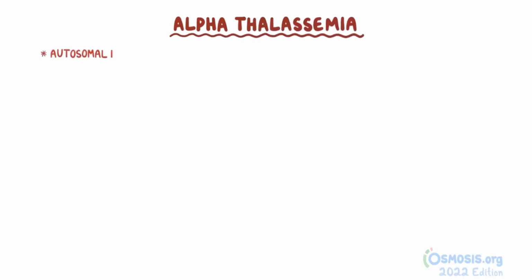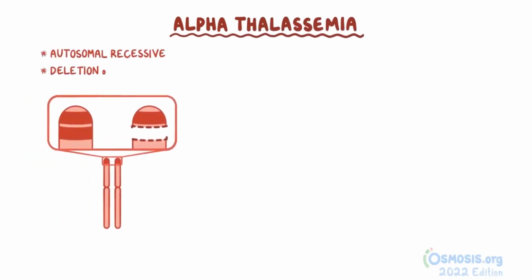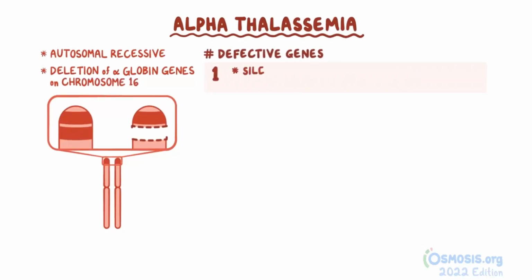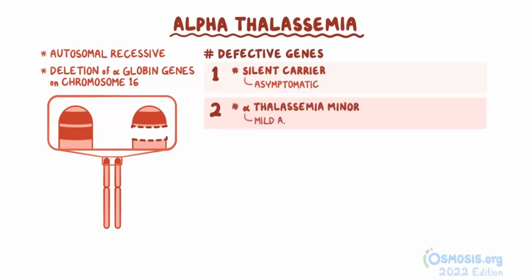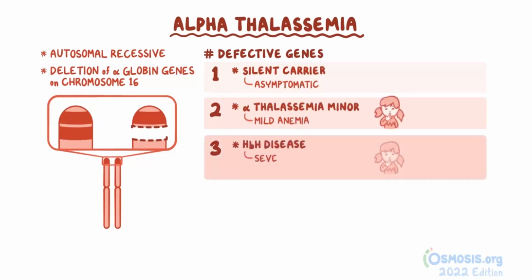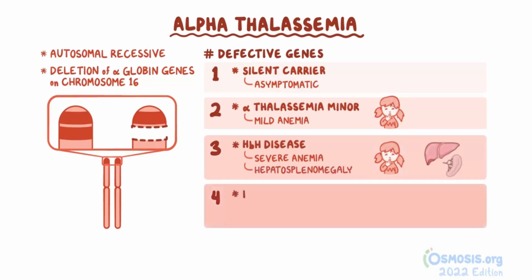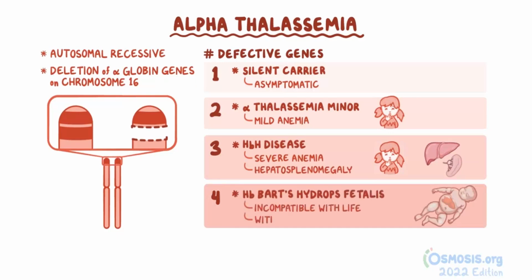Alright, as a quick recap, alpha thalassemia is an autosomal recessive disorder caused by deletion of alpha globin genes on chromosome 16. Single gene defect results in a silent carrier state, which is asymptomatic. Two defective genes results in alpha thalassemia minor, which causes mild anemia. Three defective genes causes HbH disease, which causes severe anemia with hepatosplenomegaly. And four defective genes results in Hb Bart's hydrops fetalis, which is incompatible with life, and without treatment, the fetus usually dies in utero or soon after birth.